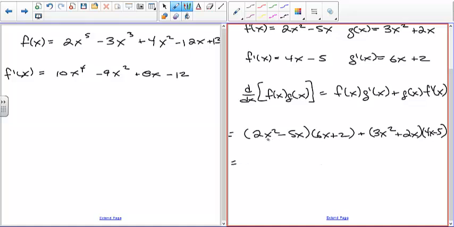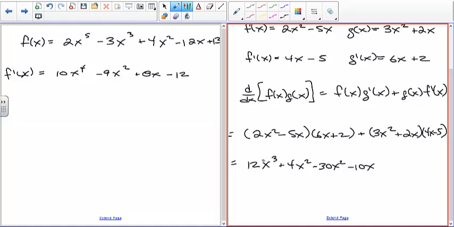So we're going to use FOIL. So go ahead and multiply this out. I'll go ahead and do it now. Okay, so 2 times 6 is 12. x squared times x is x cubed. Okay, so that's first. FOIL outer: 2x squared times 2 is 4x squared. Then we get negative 30x squared from here to here. And then you get negative 10x for the last. So you get a cubed term, two squared terms, and a single x term.